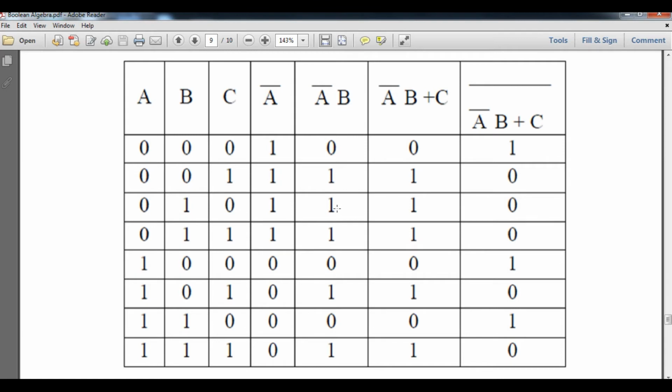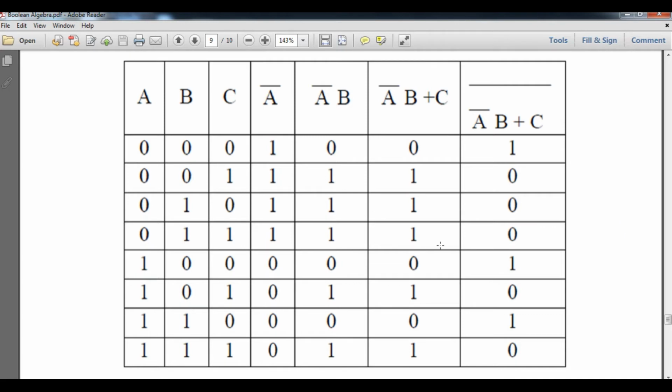This will be the particular output, and then A bar dot B plus C. So here we take A bar dot B, then we add it with C, so this will be the output, and at last, whatever the output of this is, we just invert it: 1 0 1 0 0 1 0 0 1 1 0 0 1 and 1 0.